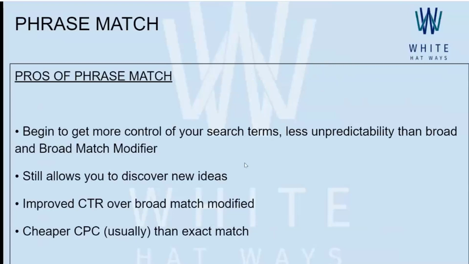So the pros of phrase match: you begin to get more control over your search terms, with less unpredictability than the broad match and the broad match modifier. Obviously there is a lot less unpredictability, because the order of these keywords matters. First, all these terms have to appear in that particular search query. But not only do they have to appear, they have to come in the very same order also. So of course the unpredictability is less, and you get a lot of control over your search terms.